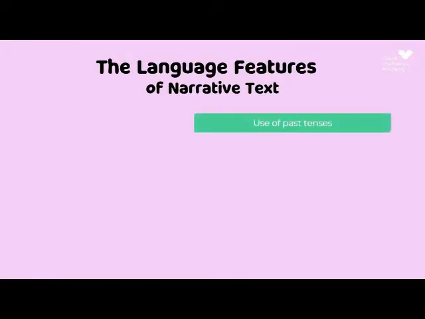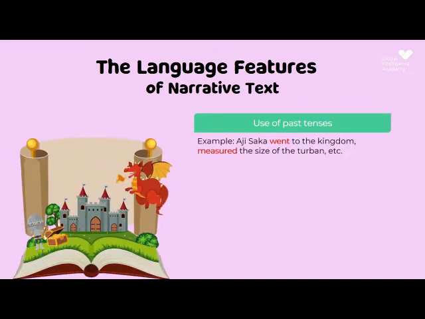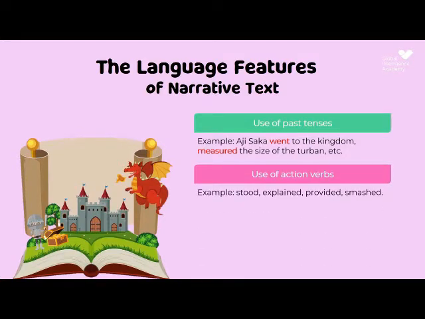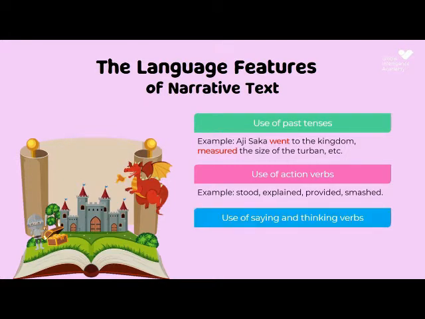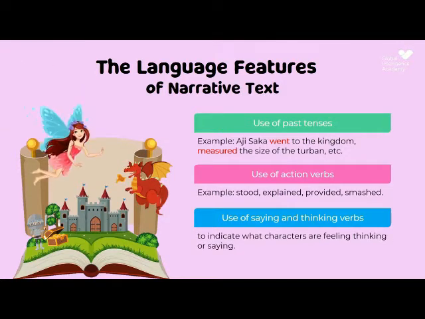And this is the most important, that we use past tense to tell a narrative text story because it happened in the past. The example, Ajisaka went to the kingdom. Here, went is past tense. We use action verbs, and then saying and thinking verbs. Example, thought, realized, and so on.